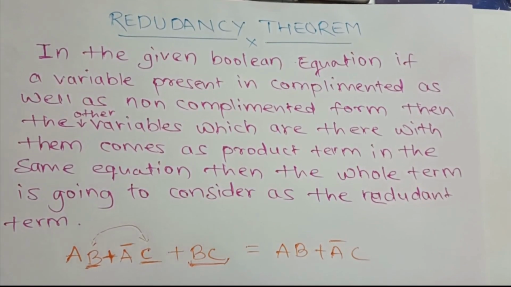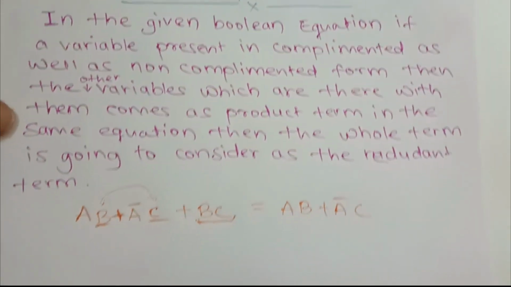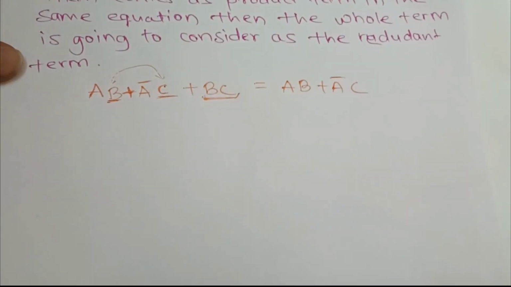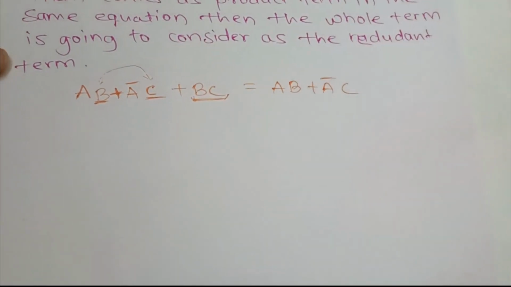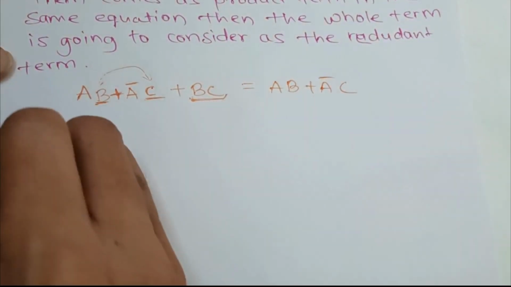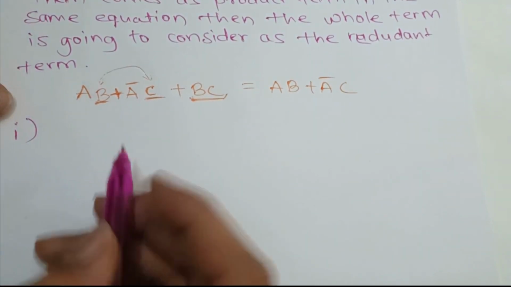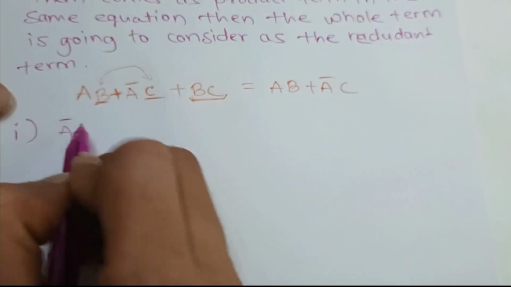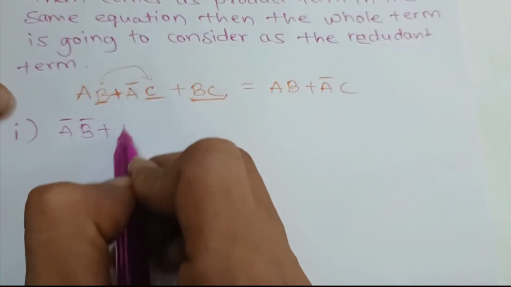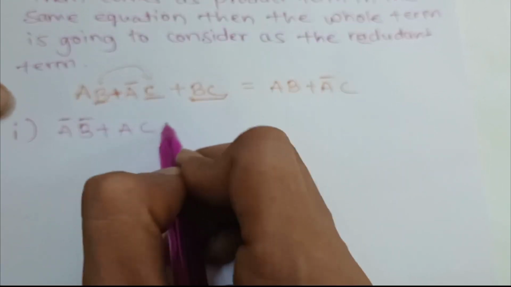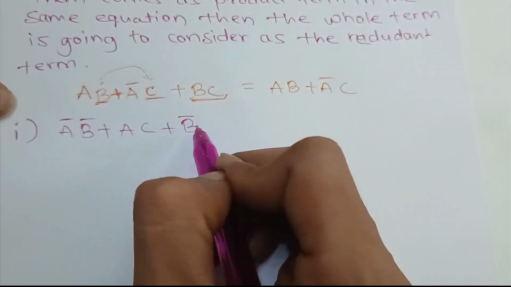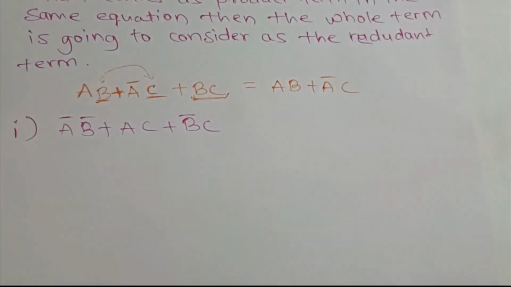So we'll solve some examples on the redundancy theorem. Okay, so the first example is like this: A bar B bar plus AC plus B bar C. So this is the example.